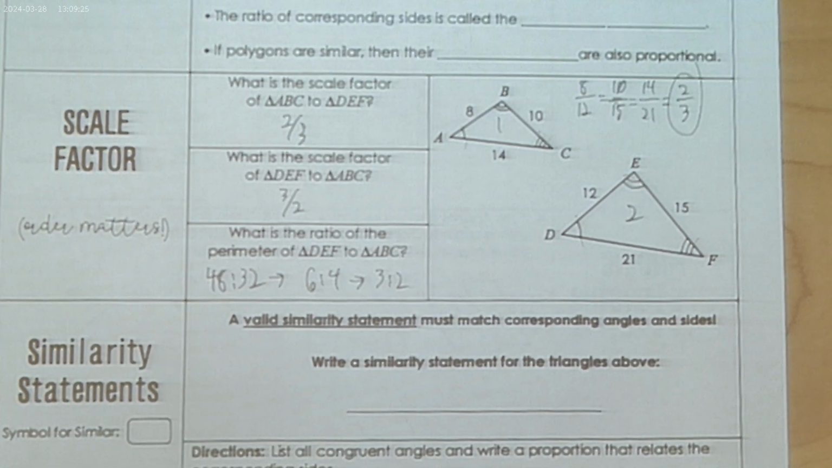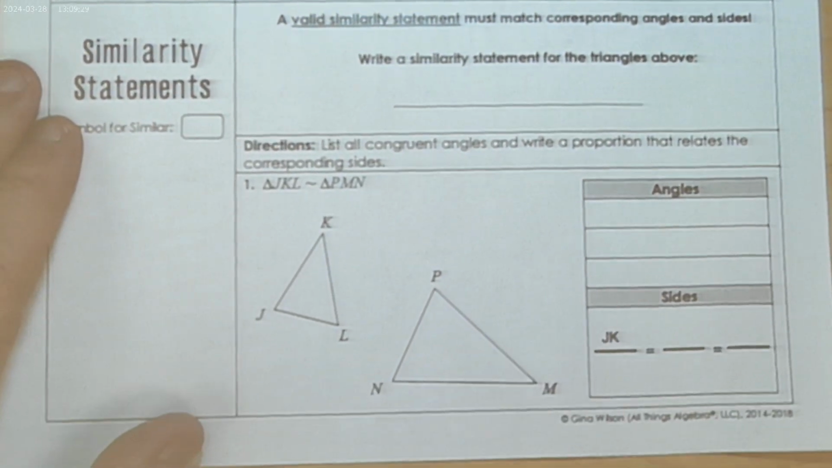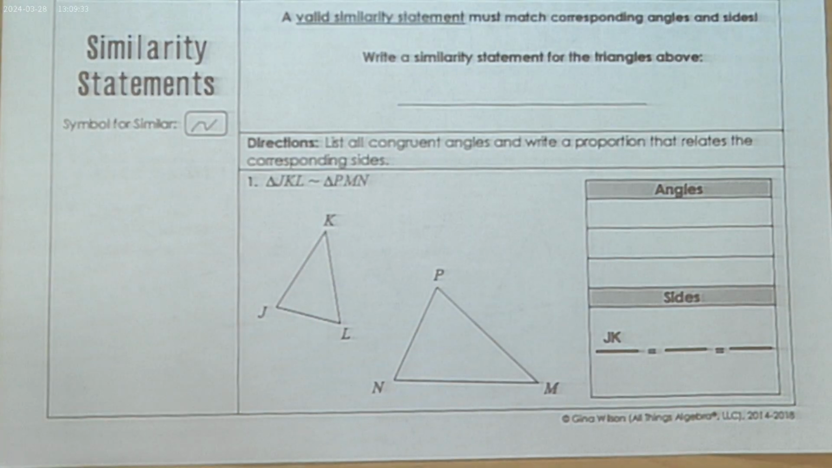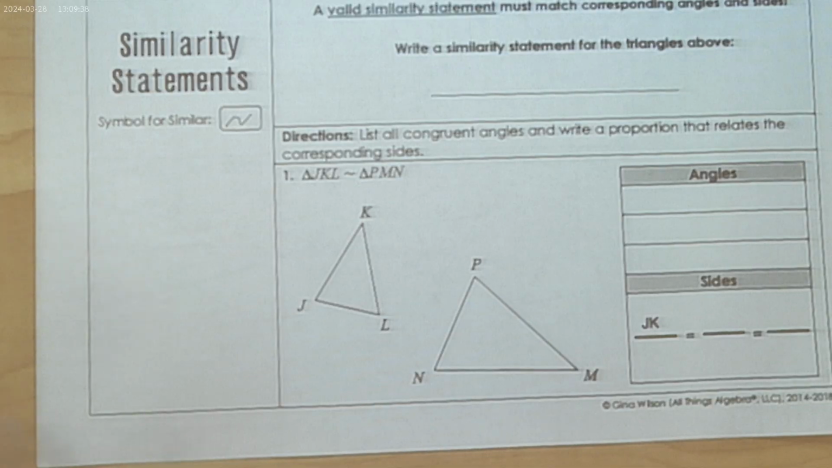So, similarity statements. The symbol for similarity is just going to be the little wavy line, like the tilde at the top left of your keyboard.